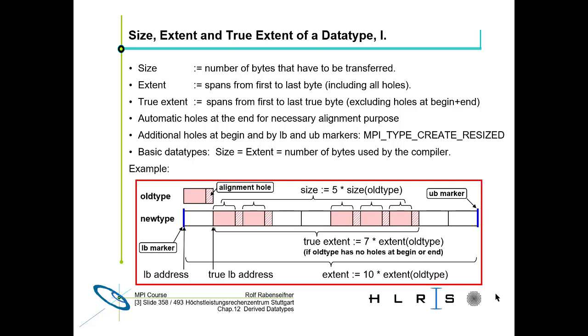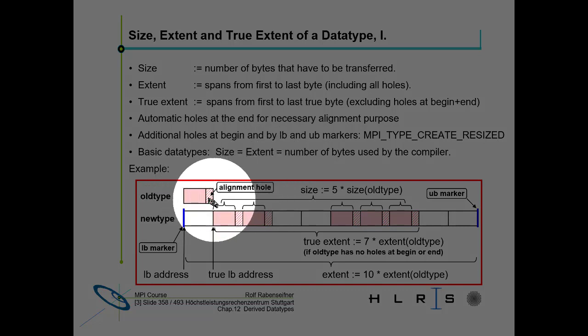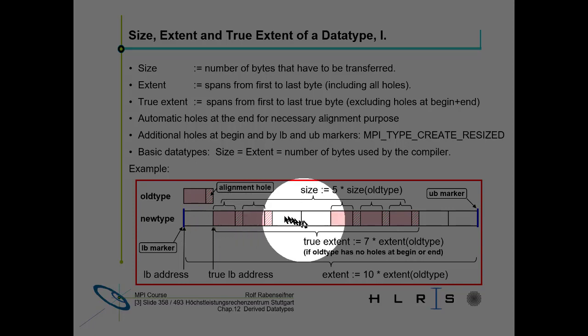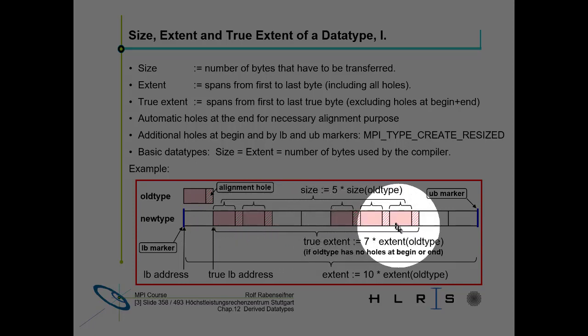Automatic holes can be added at the end for alignment purposes, and that is sometimes a requirement of the compiler. Additional holes at the beginning and the end can be set by lower bound and upper bound markers with MPI_Type_create_resized. For basic data types, the size is the extent, the number of bytes used by the compiler. That's the simple rule for basic types, and you see that illustrated here. The old type would be given like this, and there would be an alignment hole at the end. And then we have 7 of those, if memory serves: 1, 2, 3, 4, 5, 6, 7.